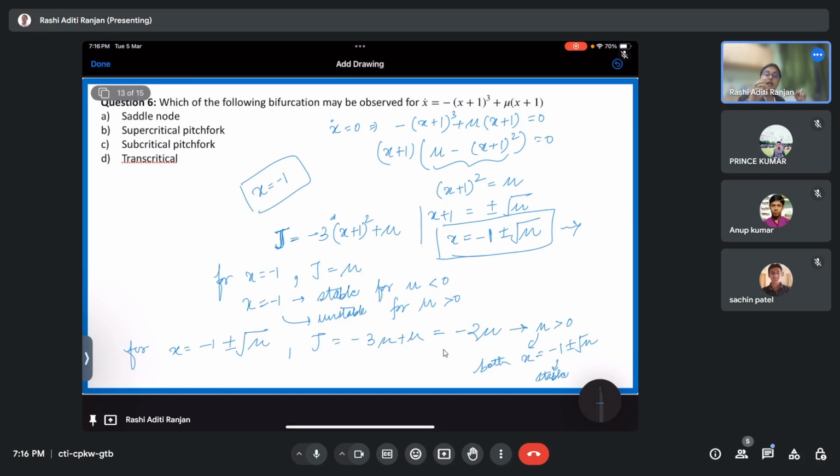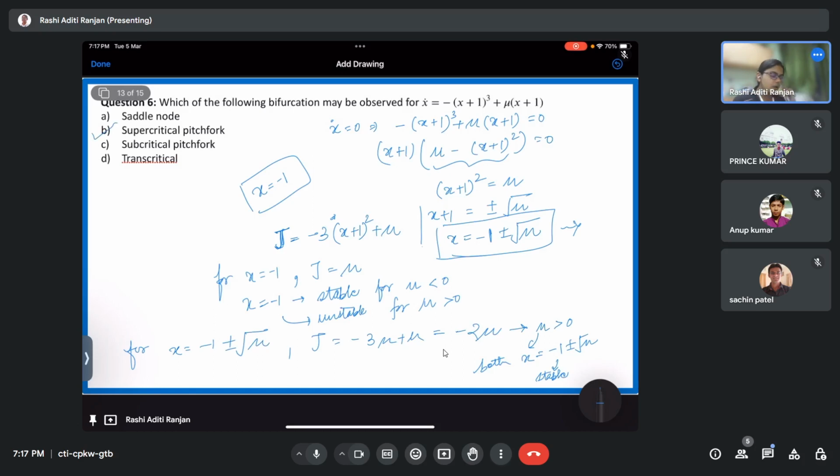Okay, if initially this x equals minus 1 would have been unstable for mu less than 0, let us suppose, and then after the introduction of two new equilibrium states, this x equals minus 1 then becomes stable, and these two new fixed points are unstable, then that would be a case of subcritical pitchfork bifurcation. However, for this equation, it is a supercritical pitchfork bifurcation.